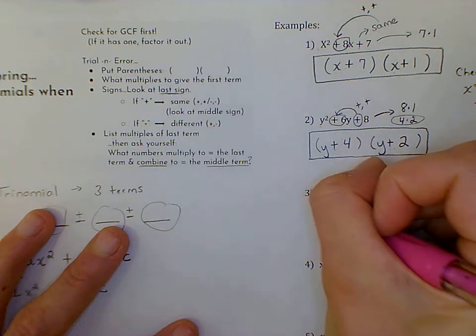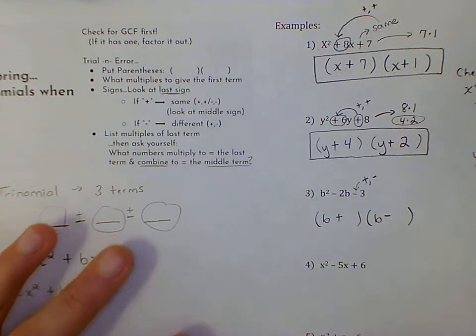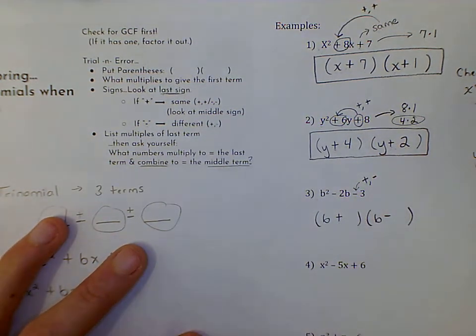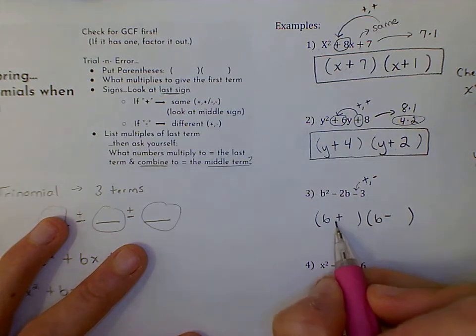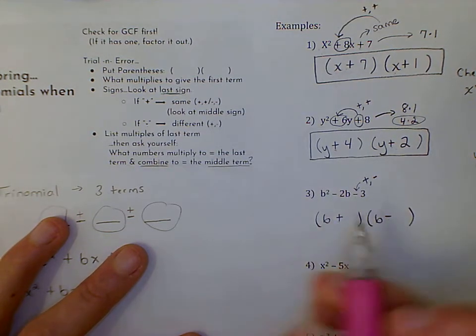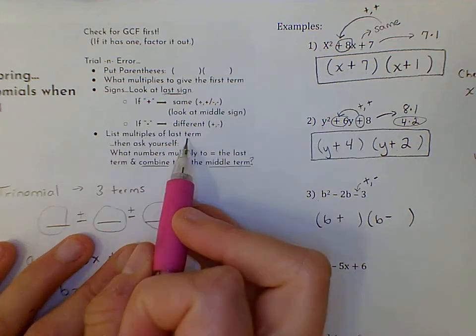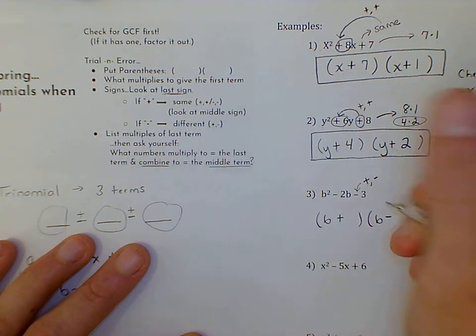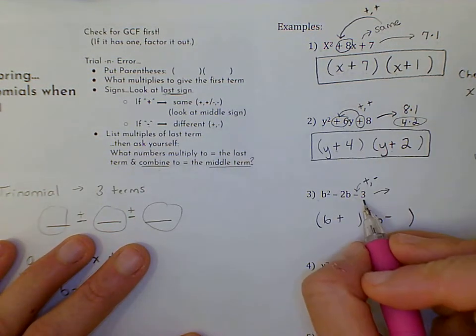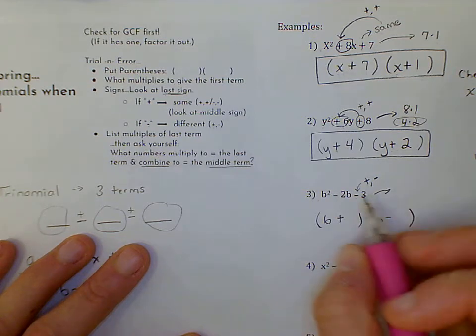But for these problems, because of the way they work, they're a little easier, so you can go ahead and put the signs in. So we have to keep this in mind that they're going to be different when we do this last part, okay? So the last part is where you list out what multiplies to give you the last term, and remember you can ignore the sign because we're going to take care of that here.